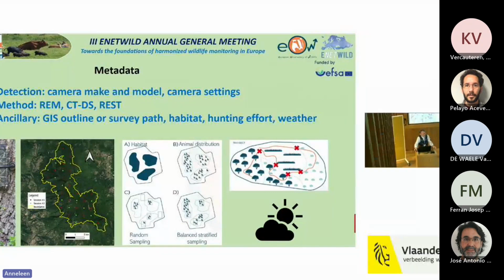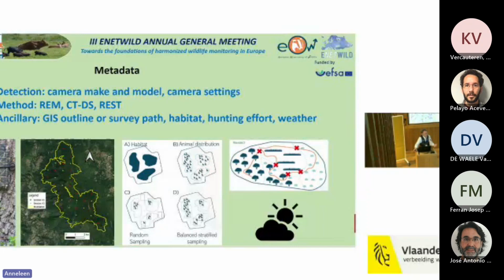And then we've got metadata. So how were you detecting it? So the camera make and model, the camera settings are important. What method are you using to calculate secondary data? And ancillary data, such as the GIS outline of your survey or your survey path on the right there. So you really need this to know where people have been going, which habitats they've been in. Even things like the weather. These can all affect the data recording. So all of these can be collected. They're not always collected, but when they are, we need to make sure they stay with the data.